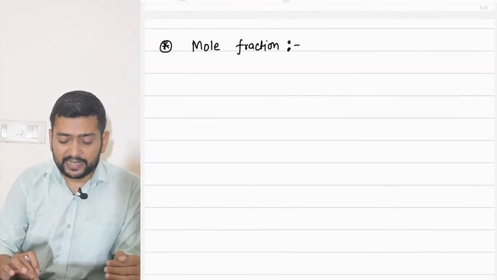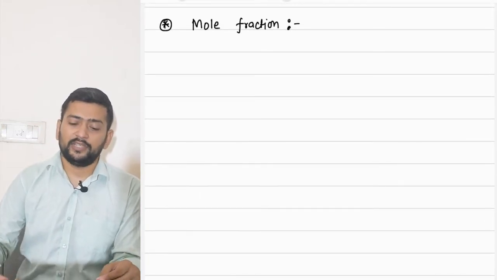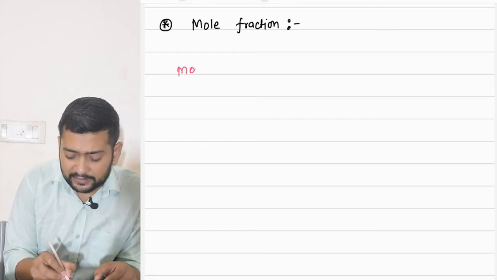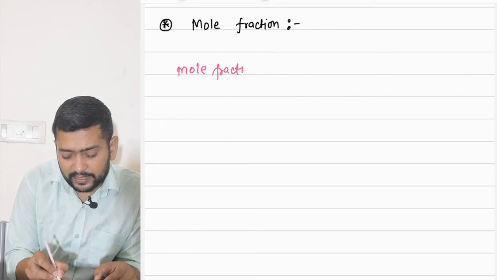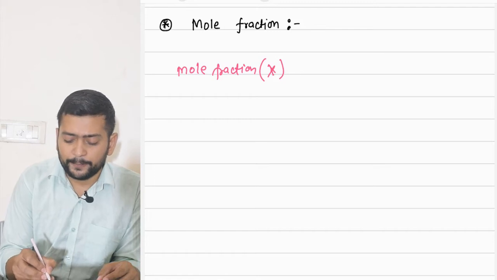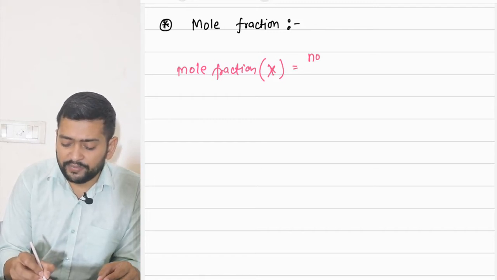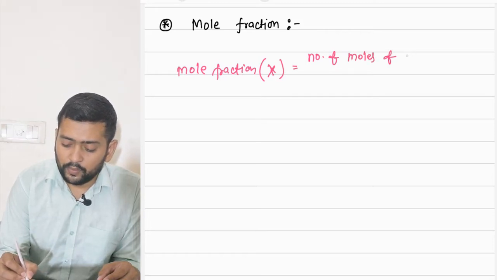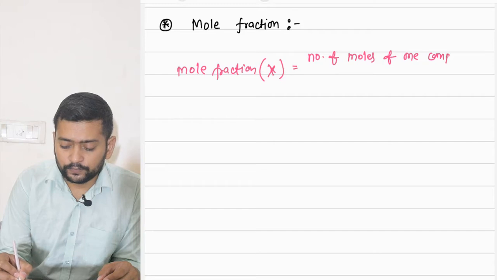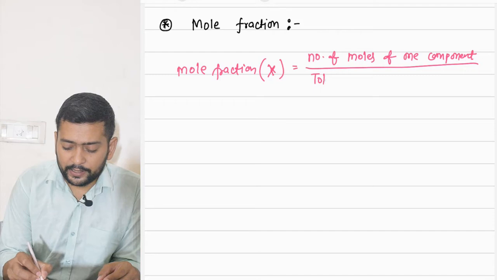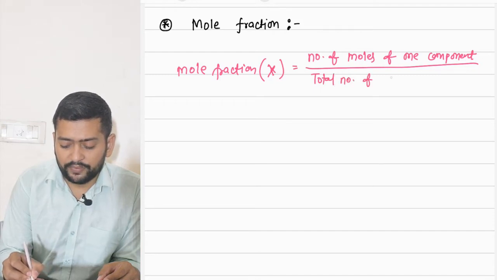Now let's understand mole fraction, my dear students. So what is this mole fraction? Mole fraction is the ratio of the number of moles of one component divided by the total number of moles of all components, and it is represented by zeta.